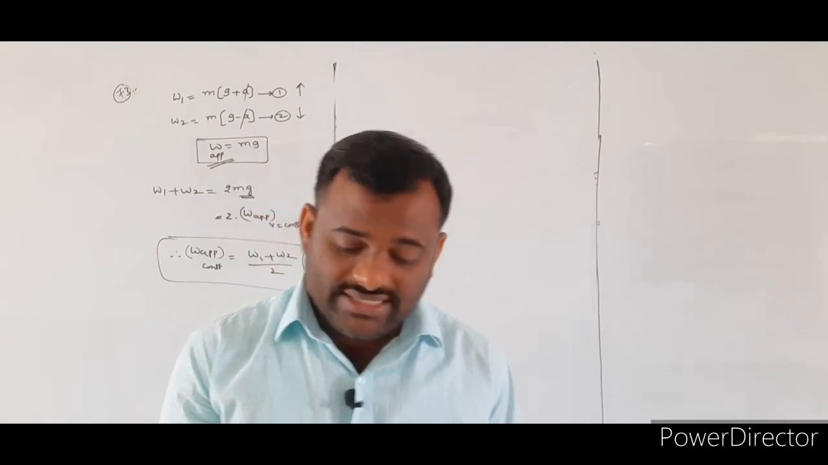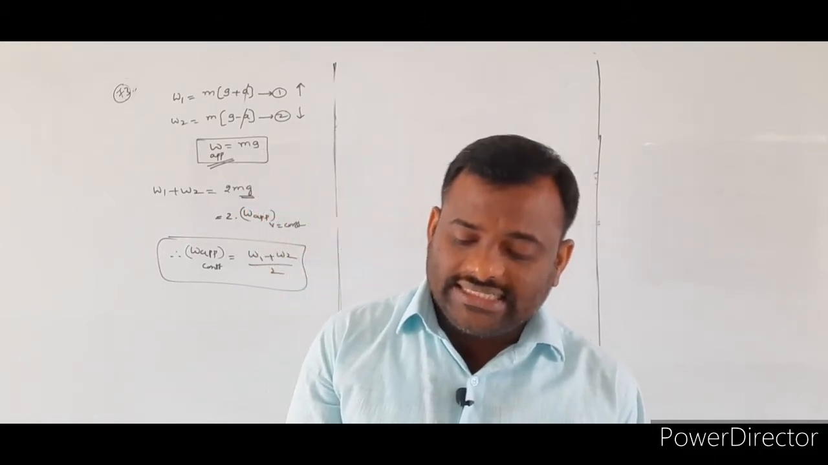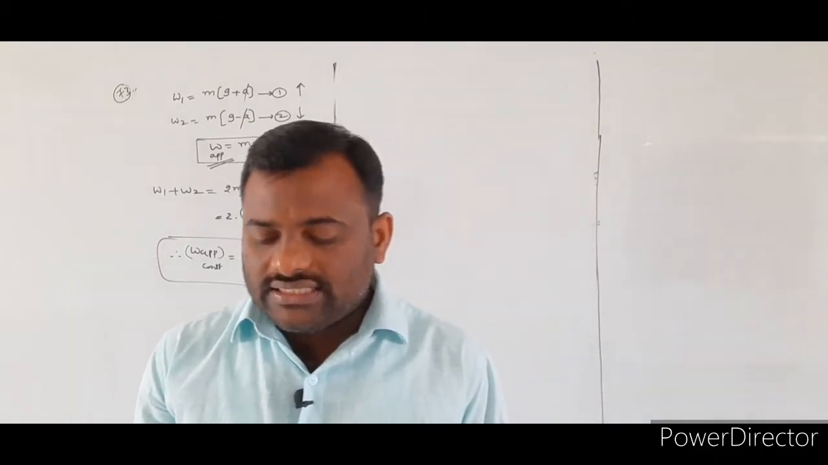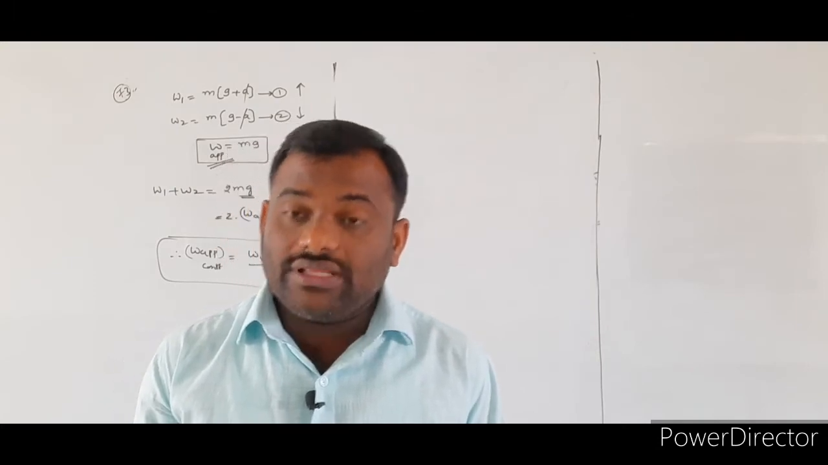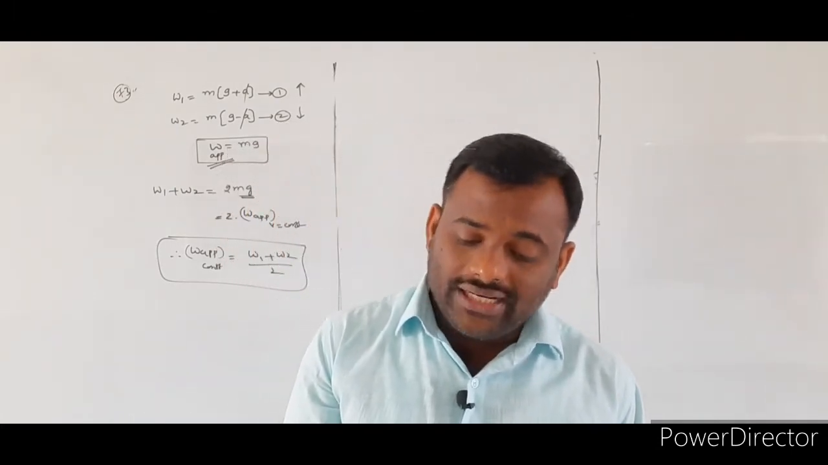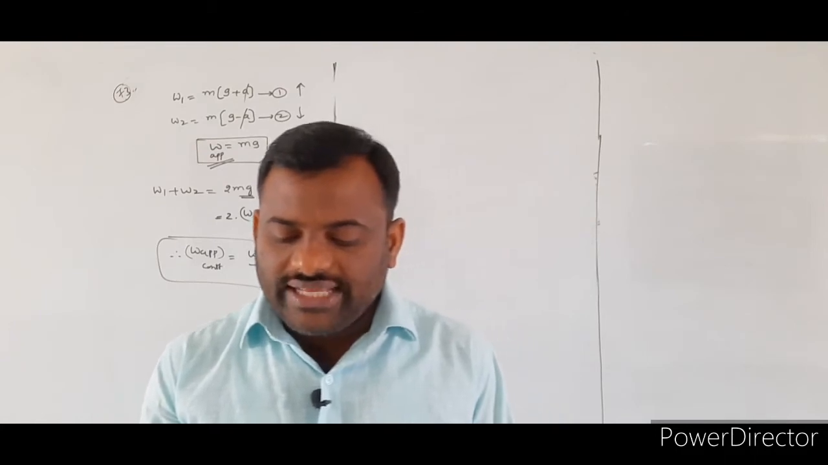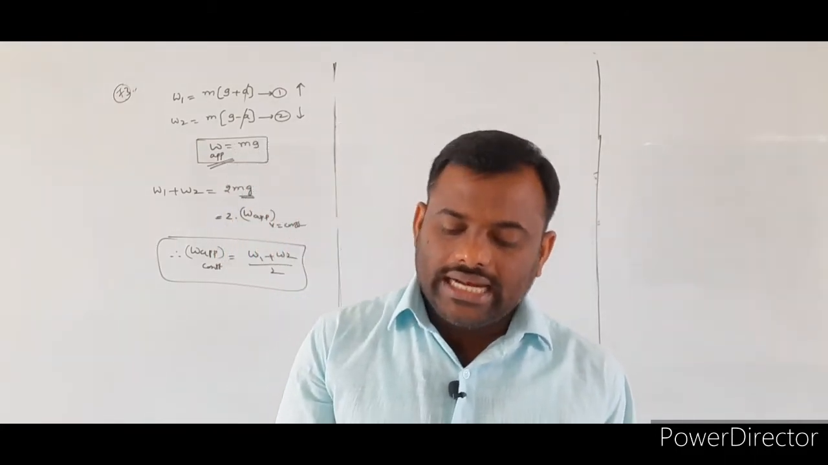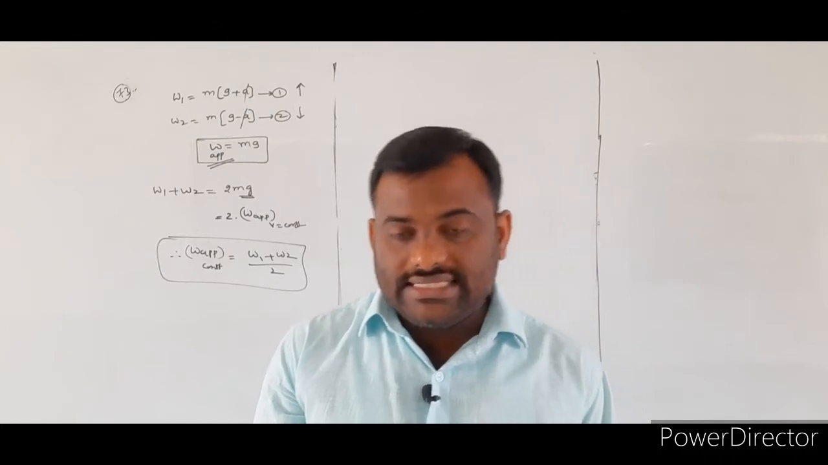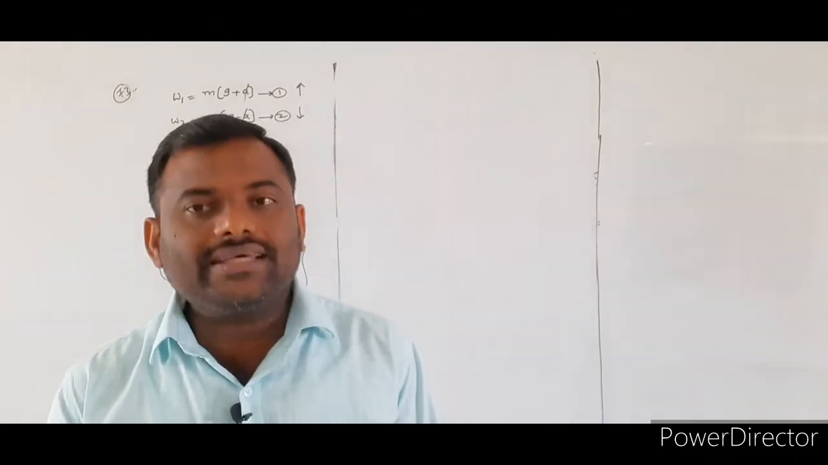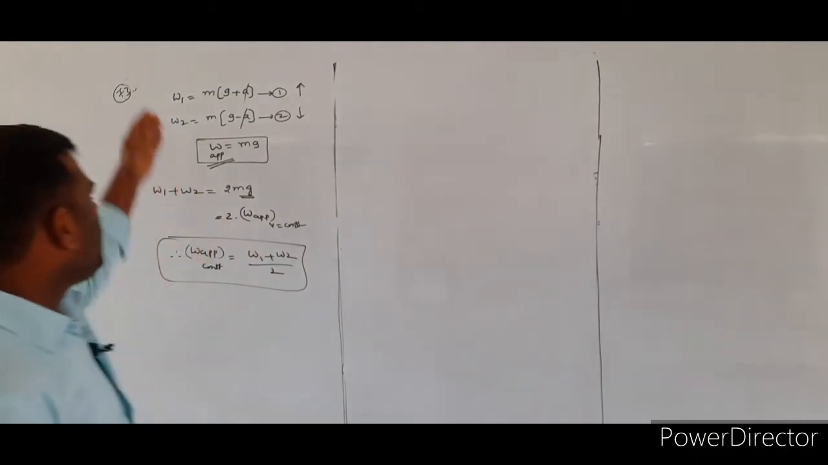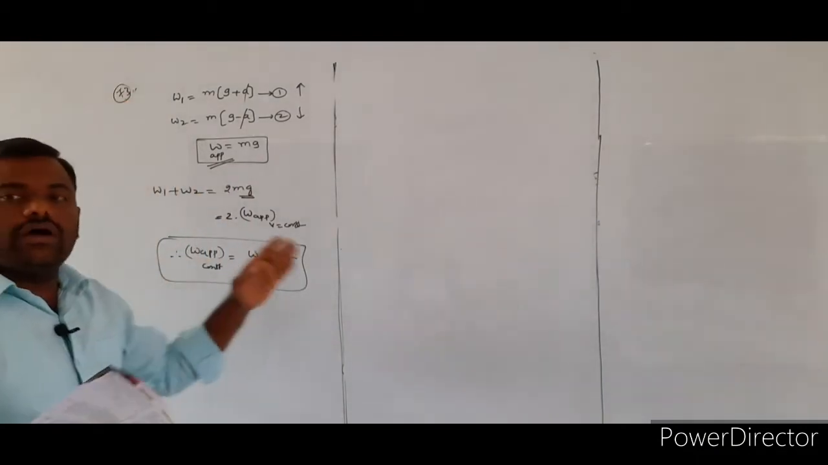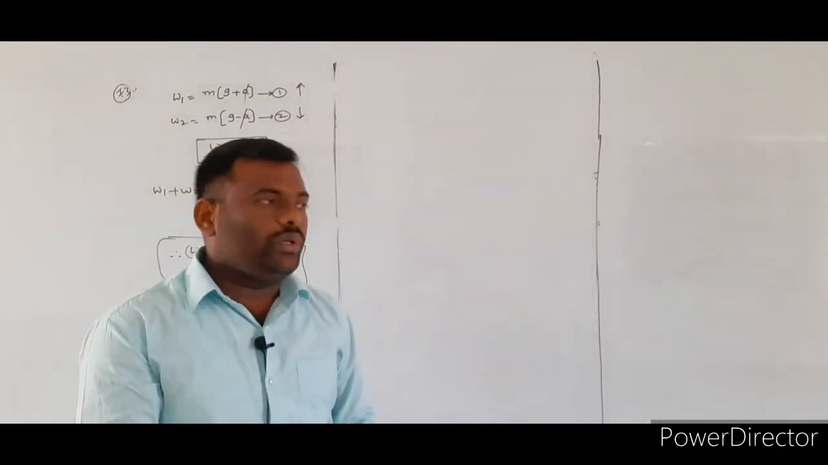Next, 74, also the same concept. A person of mass 60 kg is in a lift. Find the change in apparent weight of the person when the lift is moving up with constant acceleration 2 meter per second square and moving downwards with the same acceleration of 2 meter per second square. Here we added the two equations; now we are going to subtract the two equations.